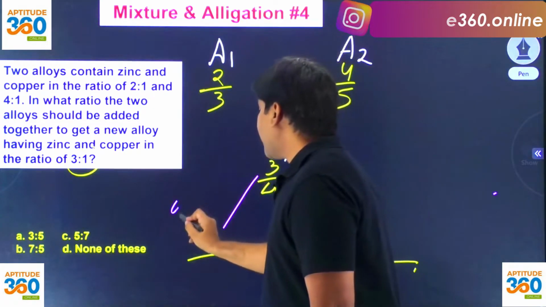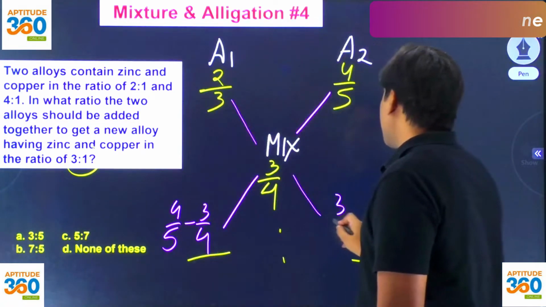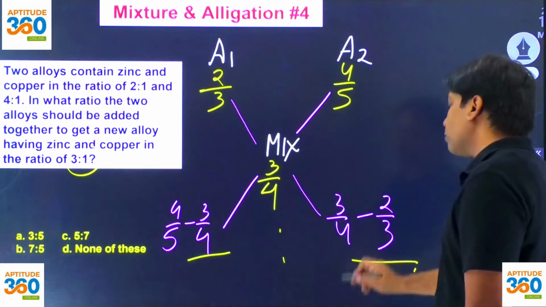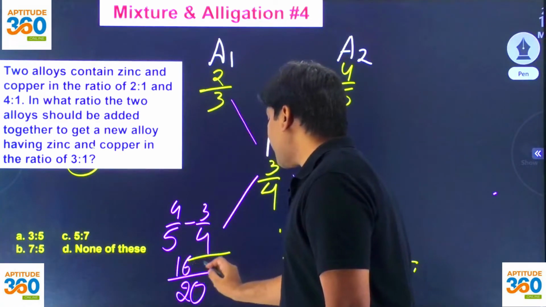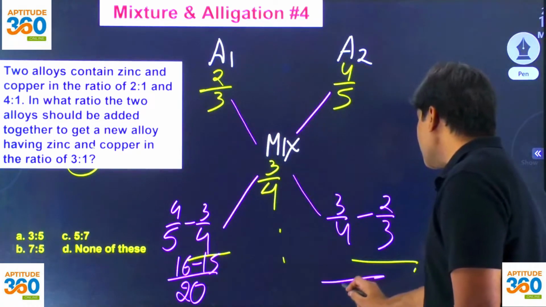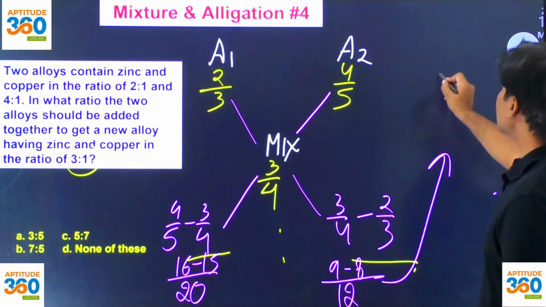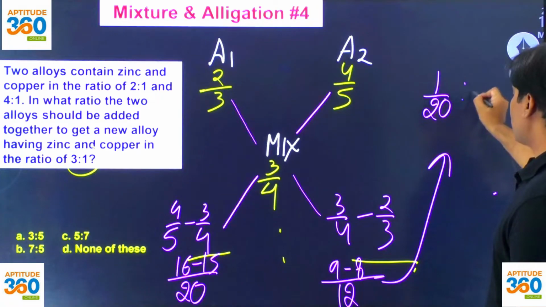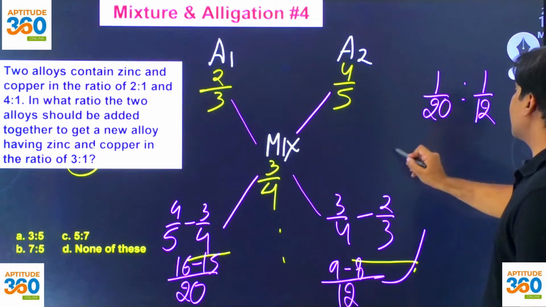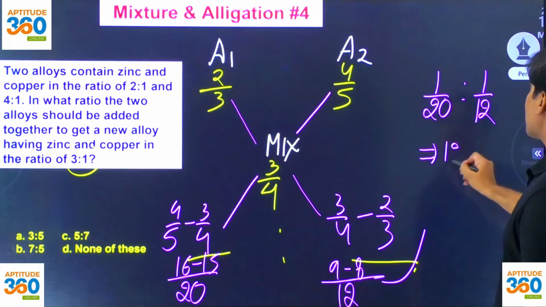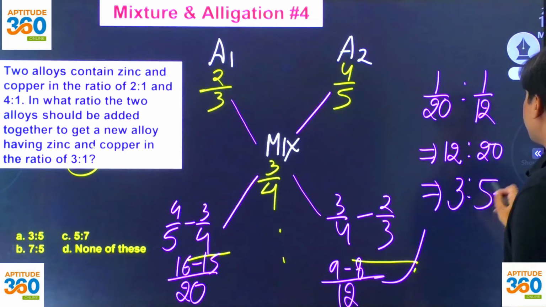This is 4/5 minus 3/4 and this answer is going to be 3/4 minus 2/3. Simplify कर लो. So this value comes out as what? In denominator this is 20 and this is 16 minus 15 and this is what? 12. This is 9 minus 8. Simplify करके देख लो. This is coming out as 1/20 is to 1/12. Do the cross multiplication. What is the answer that you will be getting? Your answer is going to be 12 is to 20 and then 3 is to 5.